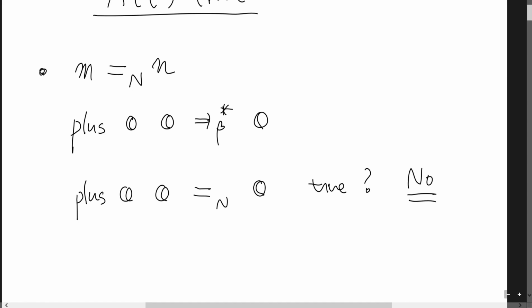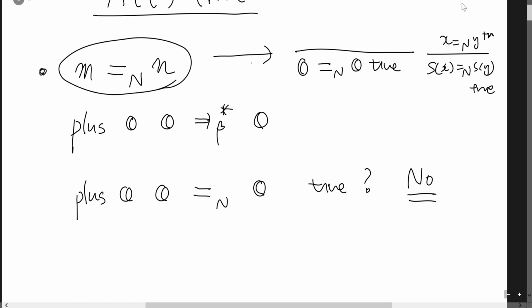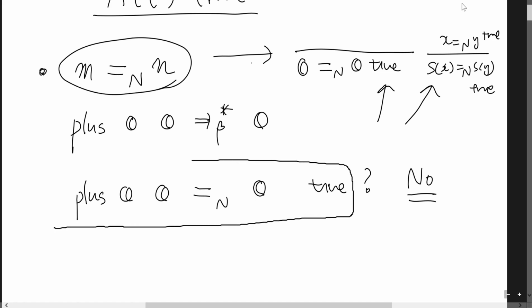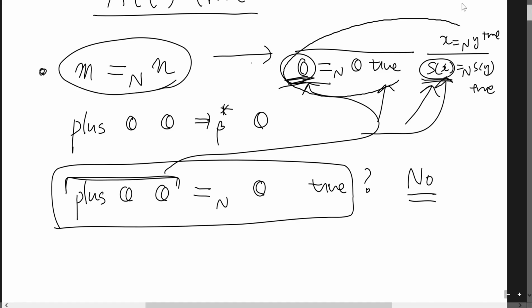Because if we go back to the introduction rule for this judgment, then we have only two cases: 0 equals 0, and successor x is equal to successor y if x is equal to y. Because we have these two introduction rules only, there's no way to deduce this judgment, simply because this term plus 0, 0 matches neither the term 0 nor the term successor of something. So in other words, this plus 0, 0 is not 0 or successor of another term. So there's no way to apply these introduction rules to deduce this judgment. So this is not provable.